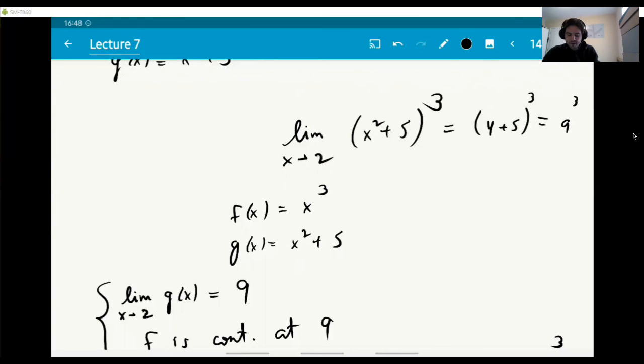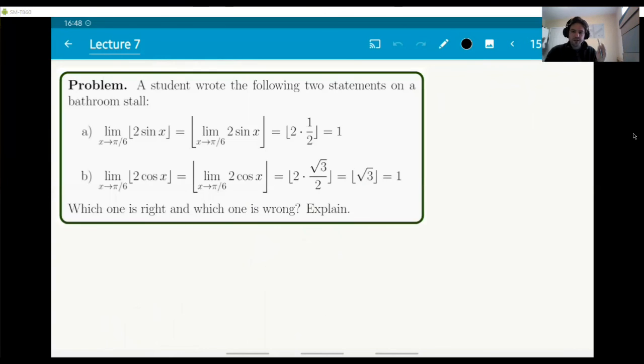We have to understand what we really mean by whenever it's possible. What we mean is continuity of the functions. In particular, let me just give you one final example where the outside function now can give you some trouble. Again, it's the floor function. So this is my last example for today. A student wrote the following two statements, A and B. Both are limits. The only difference is the sine changing to cosine.